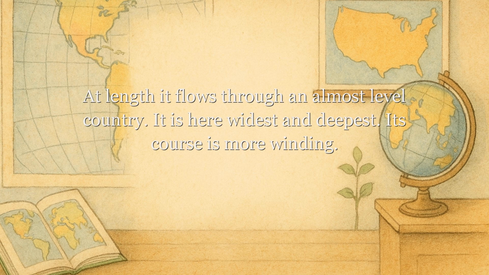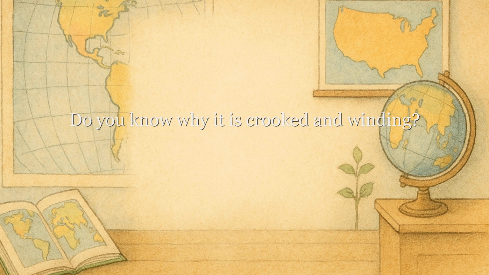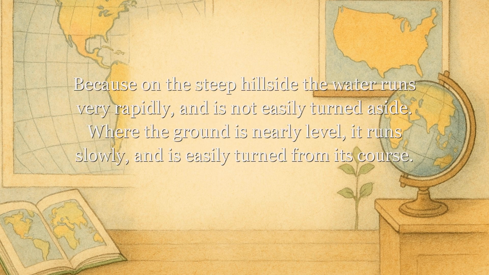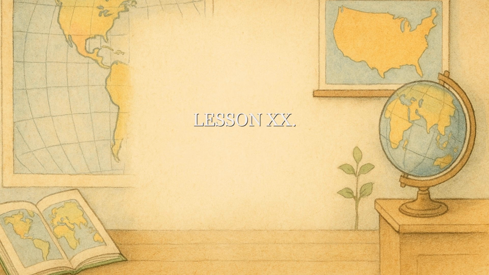At length it flows through an almost level country. It is here widest and deepest. Its course is more winding. Do you know why it is crooked and winding? Because on the steep hillside, the water runs very rapidly and is not easily turned aside. Where the ground is nearly level, it runs slowly and is easily turned from its course.